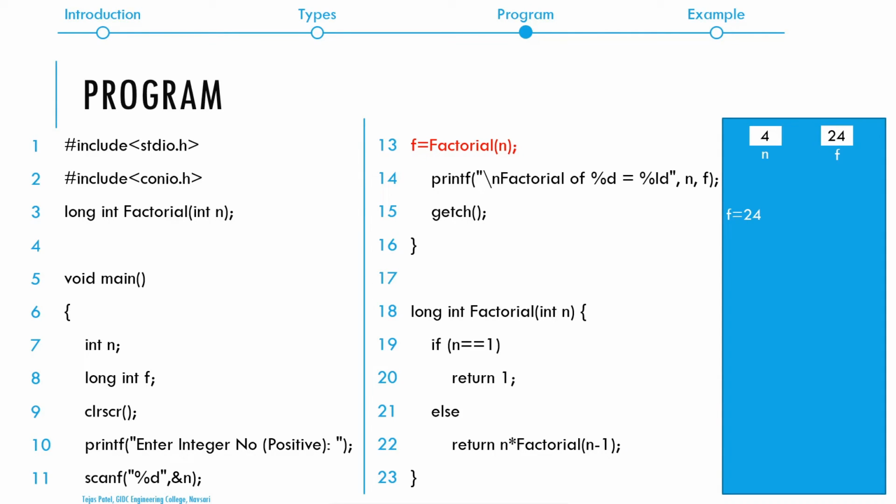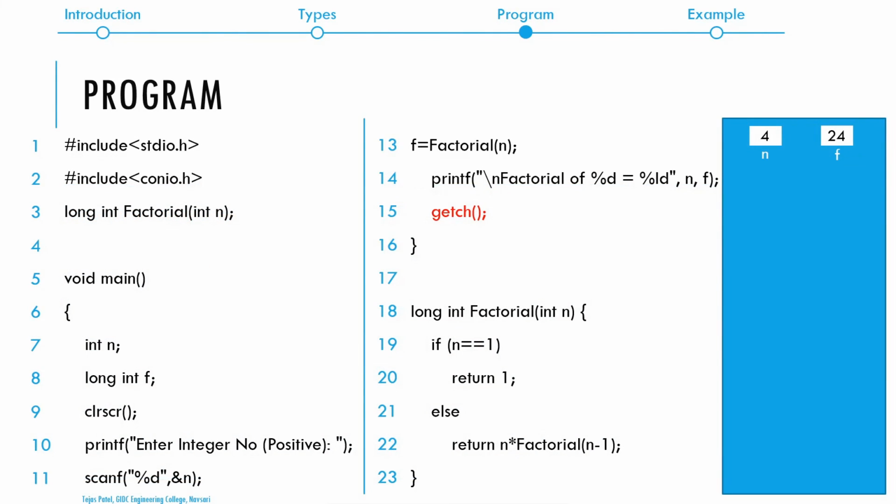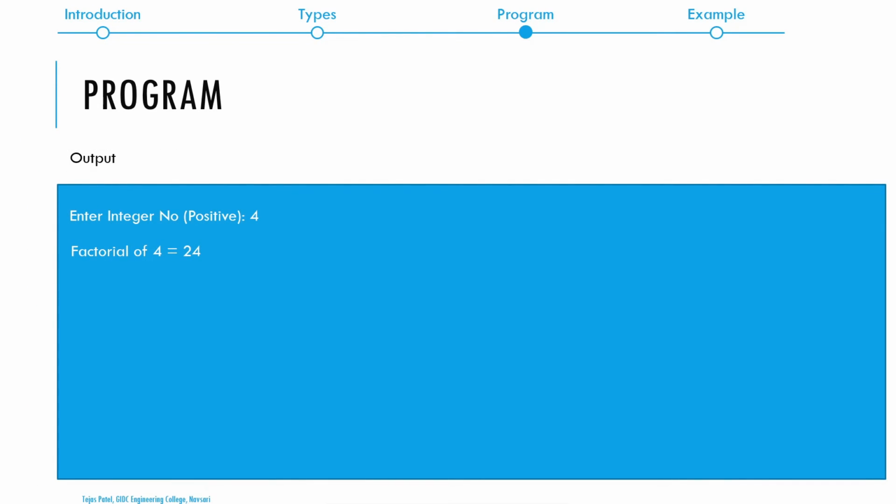Next statement is printf statement, which will print the answer. So our output window after this statement would look like this. Factorial of 4 is equal to 24, which is the correct answer. Finally, getch will be executed, which will again bring the output window and display the answer. And that is the end of program.